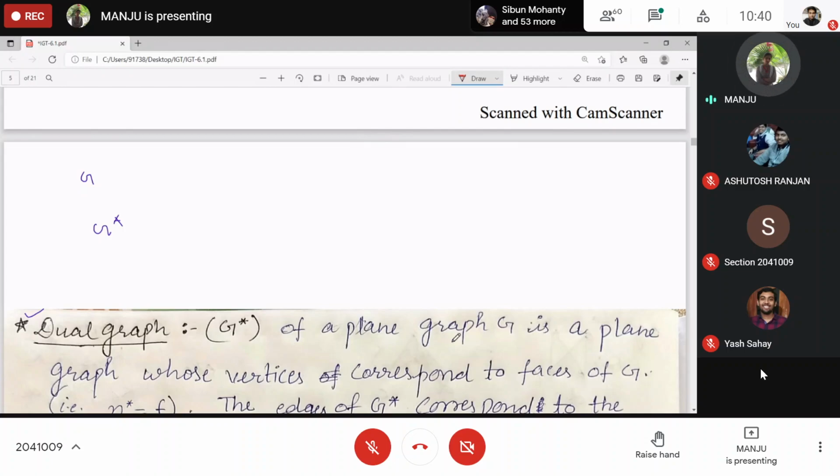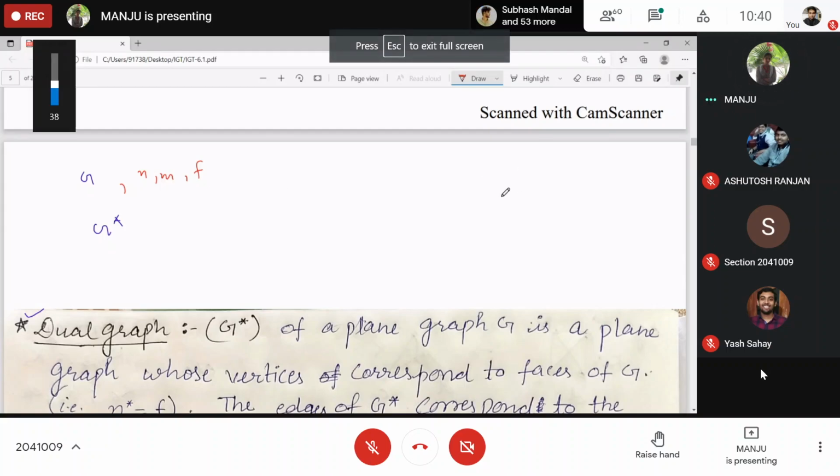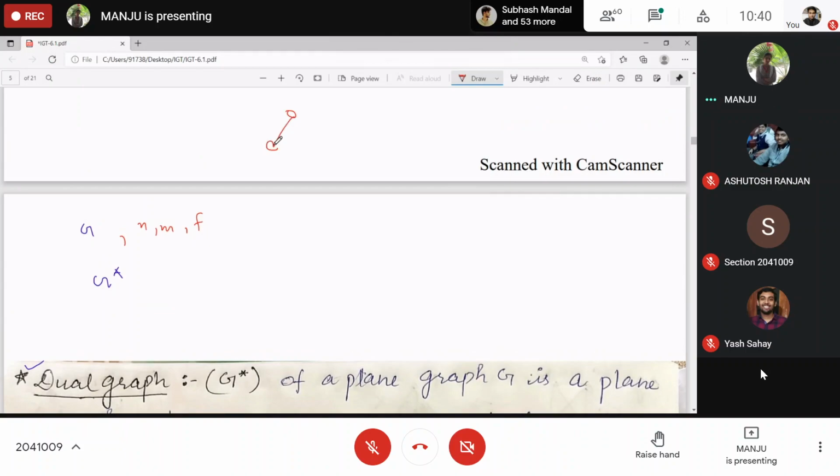Clear? So G star. In G, n is the order, m is the number of edges, and f is the number of faces. These faces are regions. I gave you that example, K4, or in C3 you can just say how many regions it is dividing. It is dividing the complete plane, this R2 plane, into two regions. One is inside, one is outside. Outside is unbounded, inside is bounded. Clear?